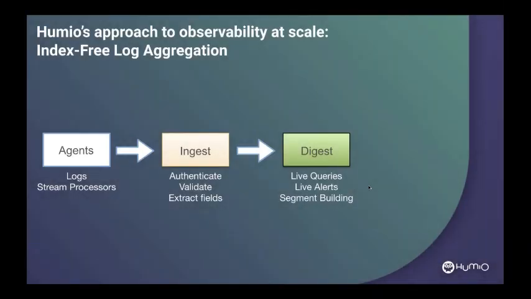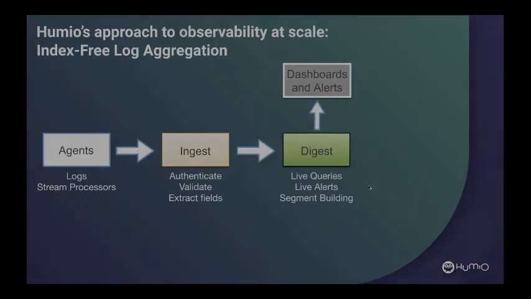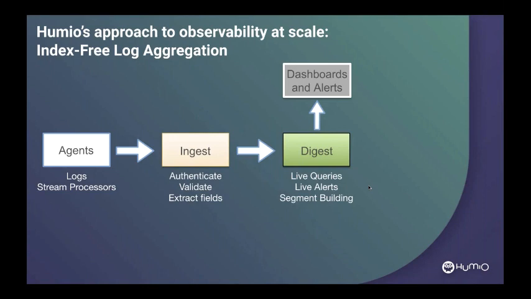So from agents, we get to ingest, and that's where we authenticate the data, we validate that data, and we extract the fields. What that's generally going to look like is a parser, and we support many different kinds of logs out of the box. But many times when you're dealing with Nginx logs or proxy logs or things like that, you already have your format, and so we allow you to customize that for your needs.